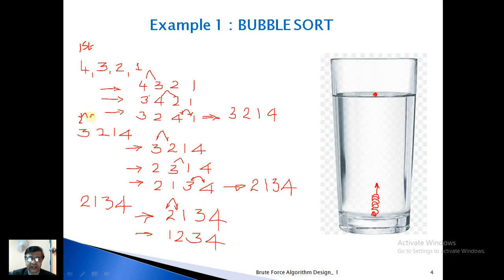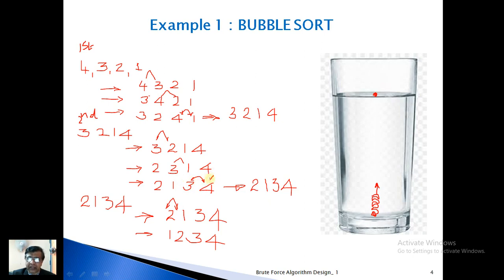Second iteration starts. The input for the second iteration is the output of the first iteration. 3 2 1 4. 3 and 2 will be compared. It will be 2 and 3. Swapping takes place. Then 3 and 1 will be compared. It becomes 1 and 3. Again there is a swapping, and 3 comes to this third position, and 3 and 4 need not be compared.